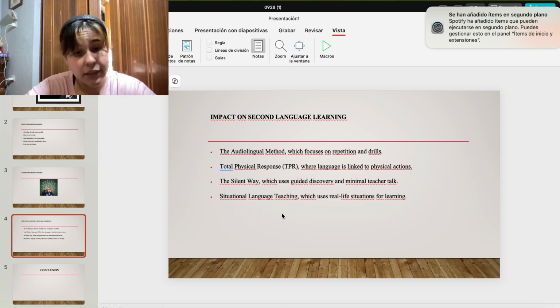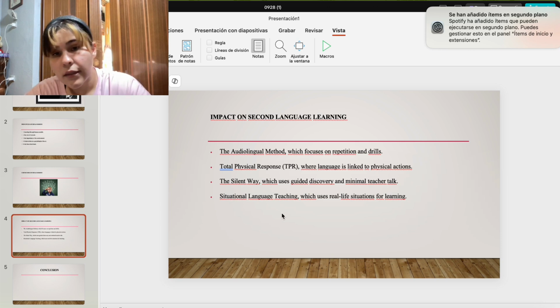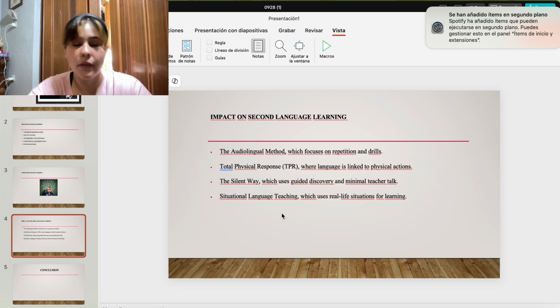The other point is situational language teaching, which uses real-life situations for learning. For example, in class, when the students practice ordering food in a restaurant role play, they repeat real-life phrases like, "Can I have a sandwich, please?"